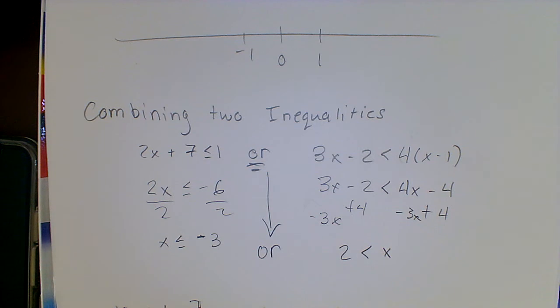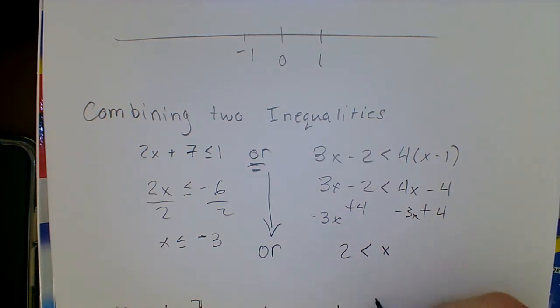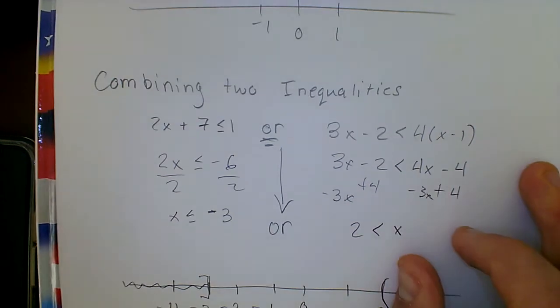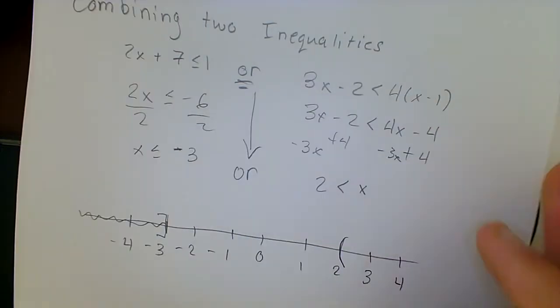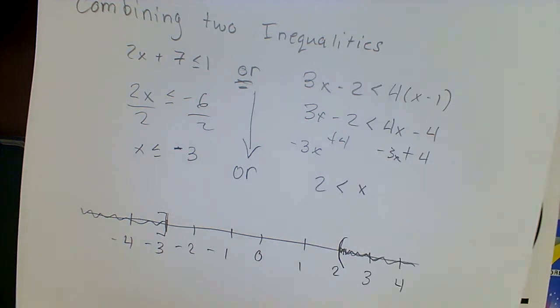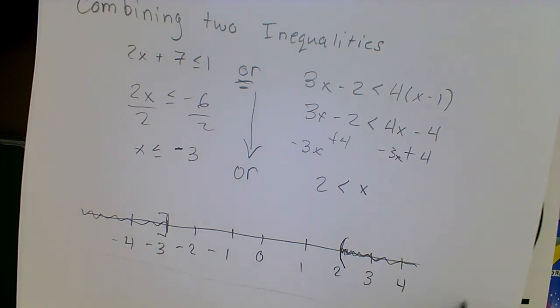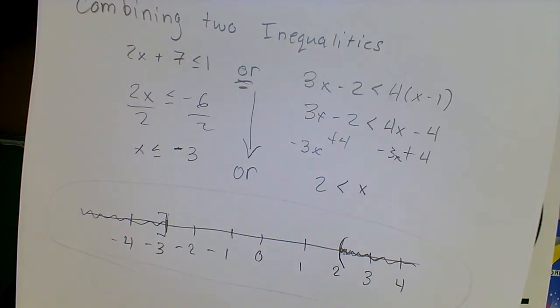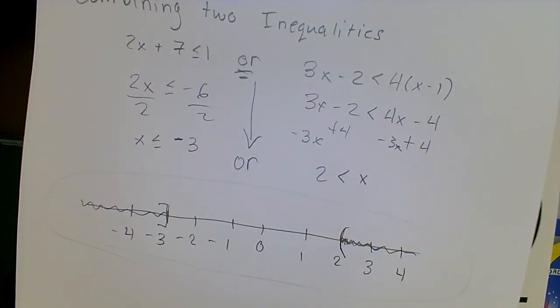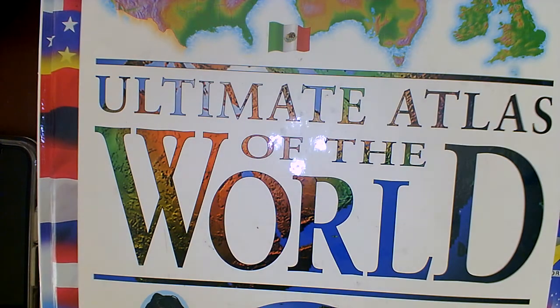X is less than or equal to 3, or 2 is less than x, or x is greater than 2. You find 2, and you put an open bracket because we have a strictly less than. Sorry, you guys can't see this number line right now. All right, and then we shade in the greater part. This is called a combination of two inequalities. Okay, so that's an "or" inequality. So now we've got to talk about an "and".